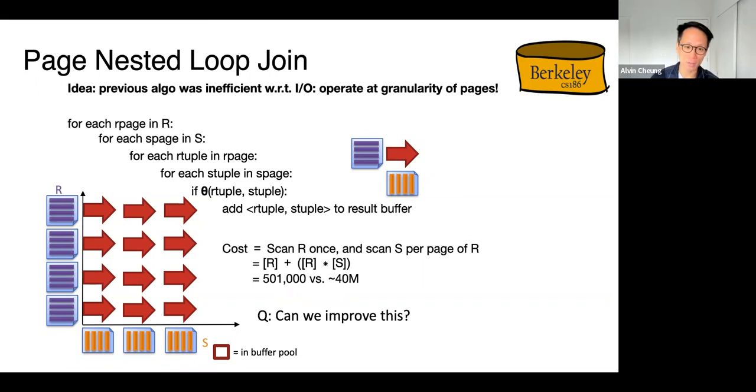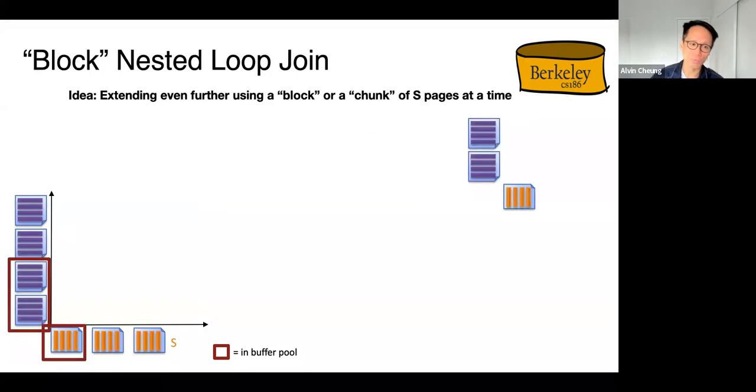Well, it turns out we can, but it requires that we have more than 2 pages in our buffer pool. Instead of loading one page at a time of R and one page of S, what if we load in 2 pages of R at a time? If our buffer pool has capacity of 3 as opposed to 2, we can load in 2 pages of R against 1 page of S, and then process all the tuples of R against that same page of S before moving on.